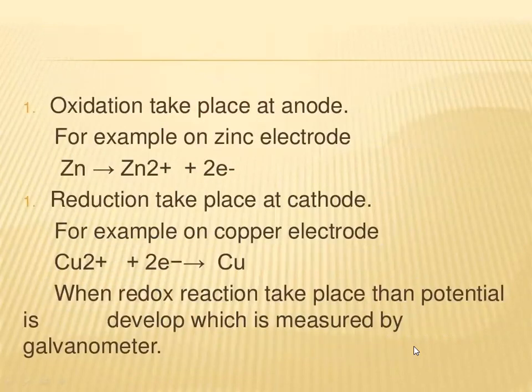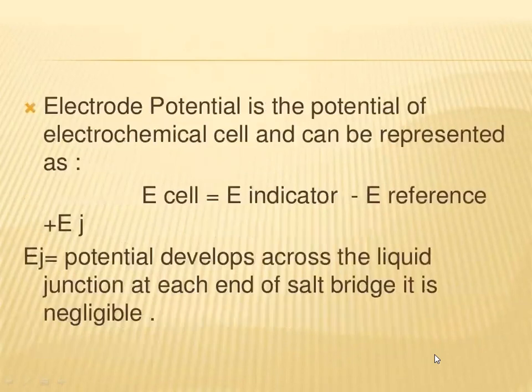Now oxidation takes place at the anode. For example, in this case we will see zinc. Okay, it is giving out electrons, it is losing electrons. Okay, so zinc is getting oxidized into zinc ions. Reduction is taking place at the cathode. So what is happening at the cathode? Copper ions are taking up electrons, copper is getting reduced. Okay, so in this way when this redox reaction happens, at that time the potential is developed and we are going to measure that potential difference by using a galvanometer.